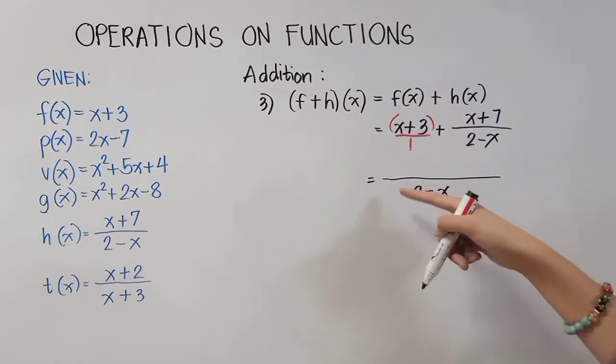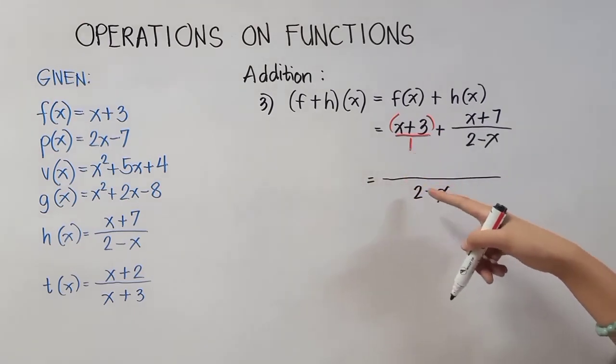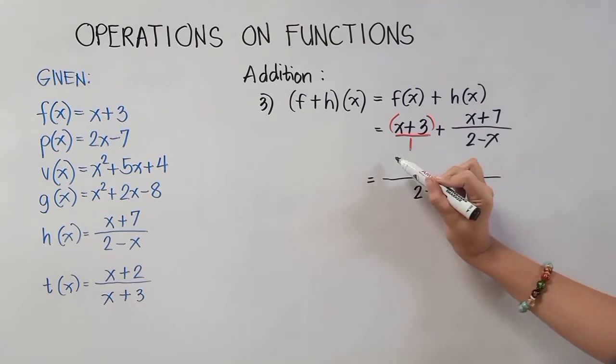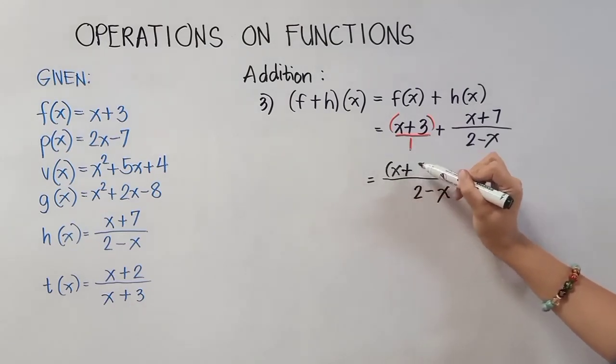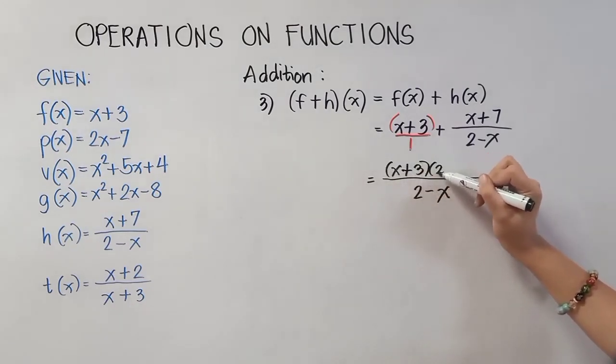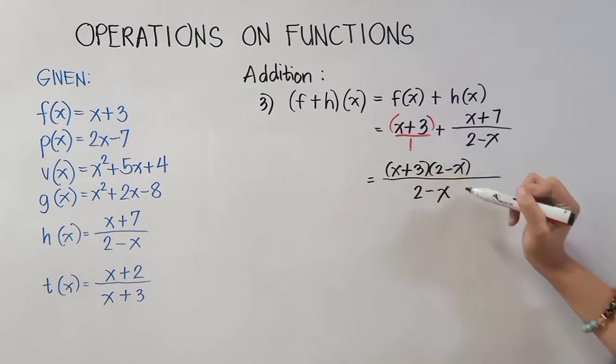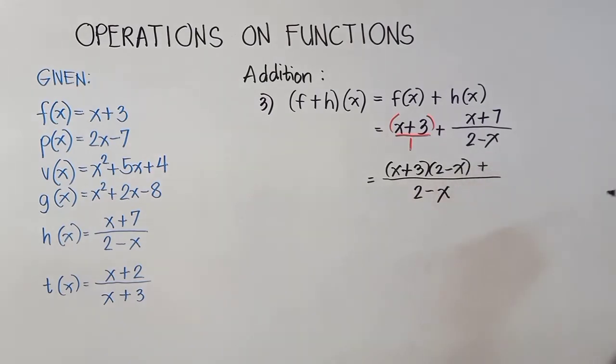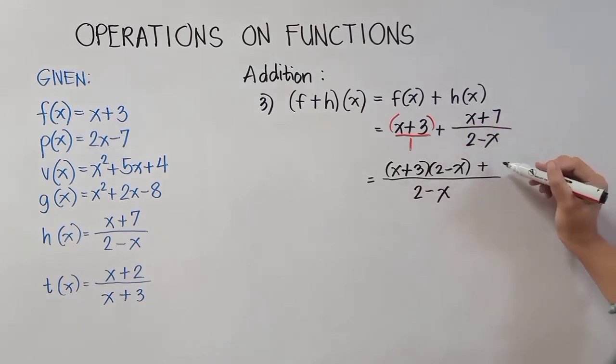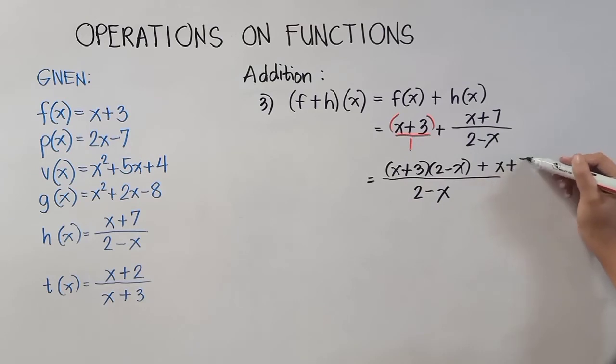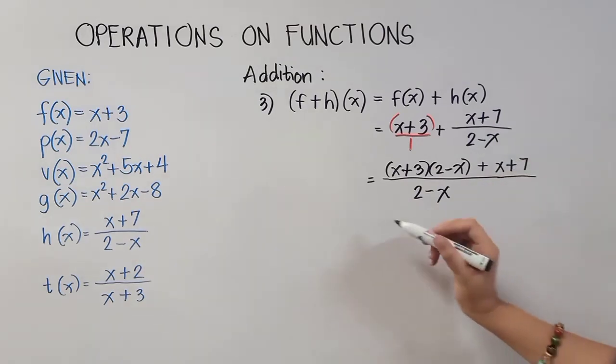So let's start. 2 minus x divided by 1 is just itself. Multiply to the numerator, so we have quantity x plus 3 multiplied to quantity 2 minus x. And then we have here 2 minus x divided by itself, so it's 1. 1 multiplied to the numerator, so we'll just have x plus 7.